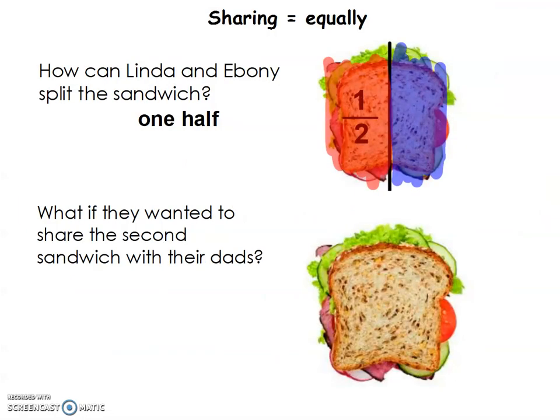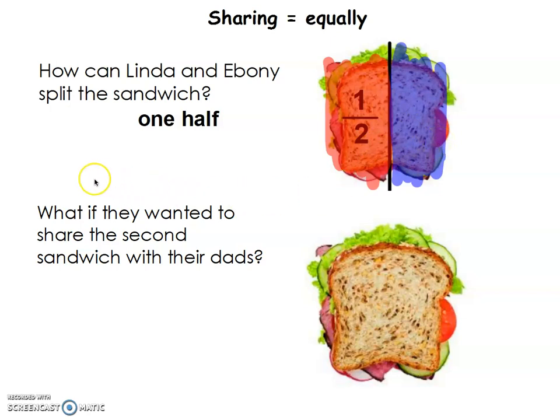So let's go ahead and go back to our friends Linda and Ebony. Okay, and we talked last time that they had a sandwich and they wanted to share. And when we share, we're going to talk about sharing it equally. And they wanted to share their sandwich equally, so they split it into 2 parts because there's 2 people. One for Linda, one for Ebony. They split it in half, so they have 2 equal parts.